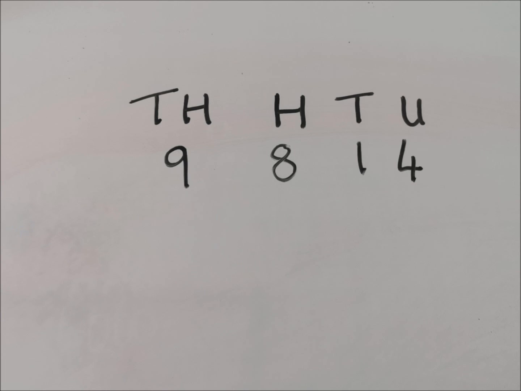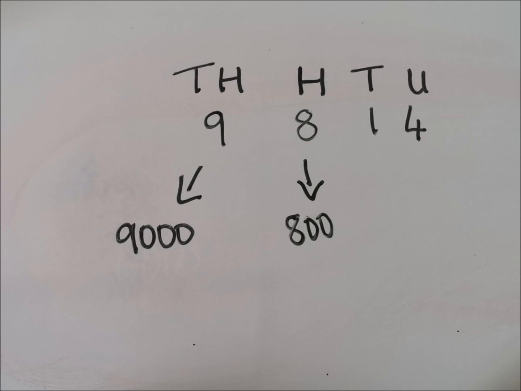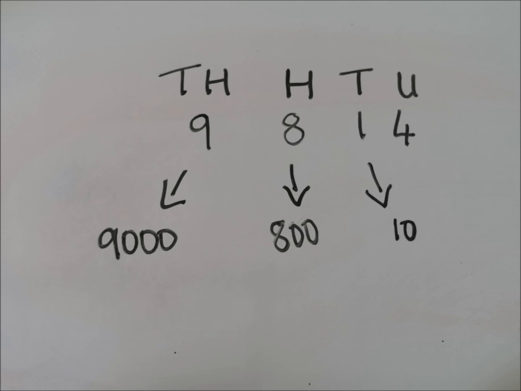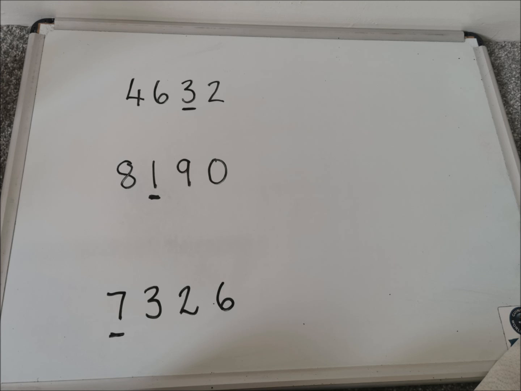So this number here, we would call it 9,814. Because the 9 is in the thousands column, it is worth 9,000. That's its place value. The 8 is in the hundreds column, it's worth 800. The 1 is in the tens column, so it's worth 10. And the 4 is in the units, so it's worth 4. So let's have a wee look at these three examples.